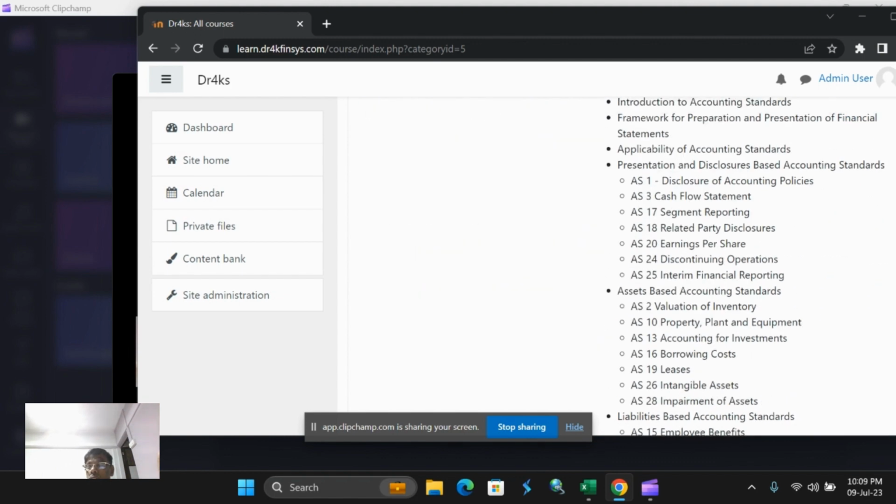Then intangible assets, assets which are not physically seen and touched, such as licensing or mining rights. They are all called intangible assets. Or another example which you have already come across is goodwill. Okay, how to account for them, under what circumstances they need to be accounted for. Those principles are discussed in this particular accounting standard.